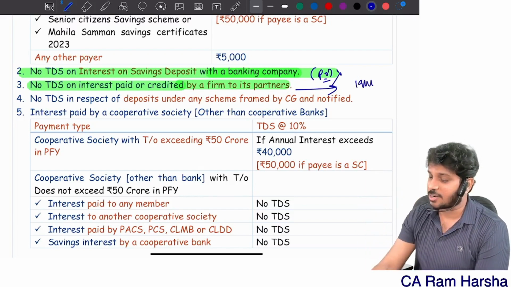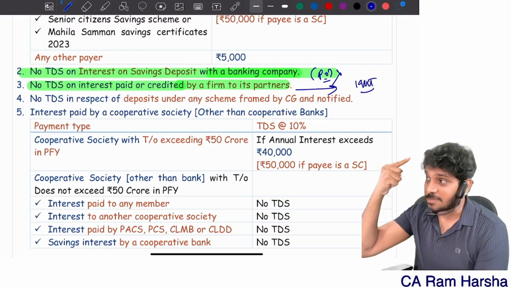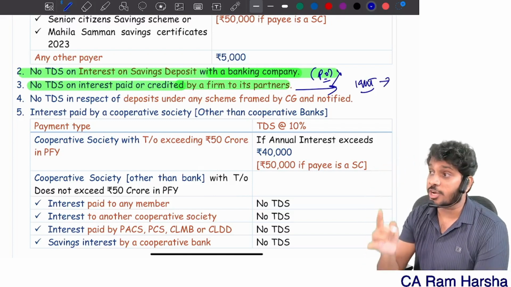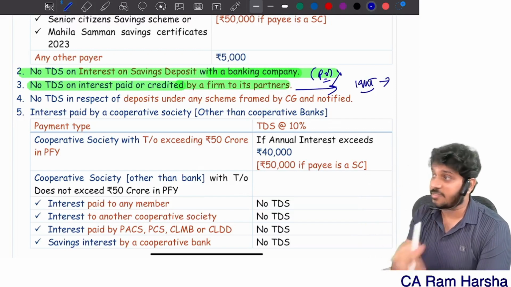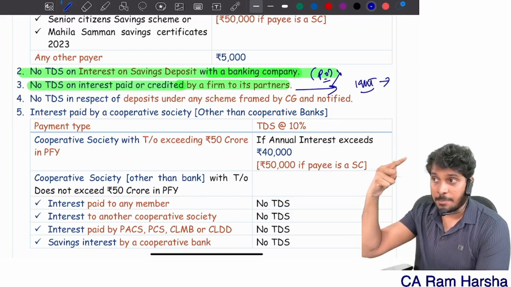But there is another section called 194T. In 40 subsection B, we have seen. As per 194T, a new section which is added, which is not there in our TDS chapter, but is there in our 40B PGBP. Yes or no?